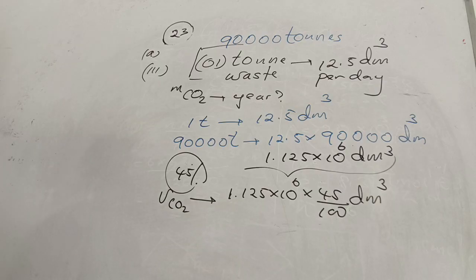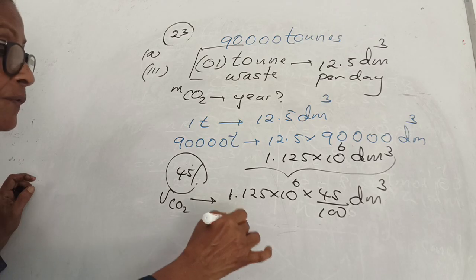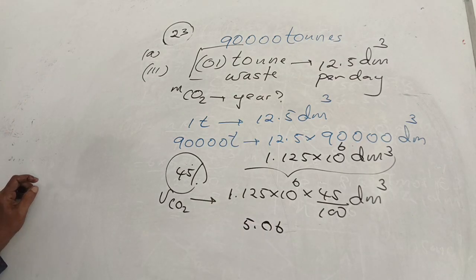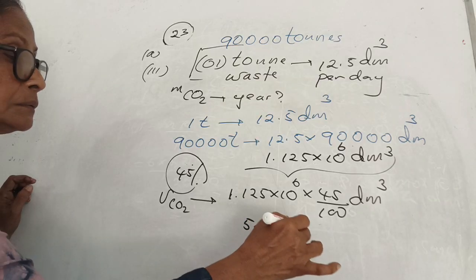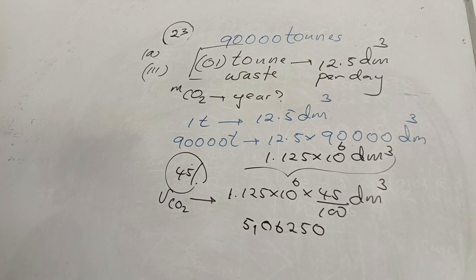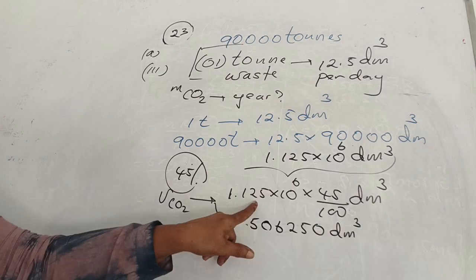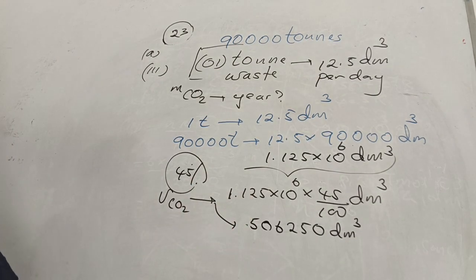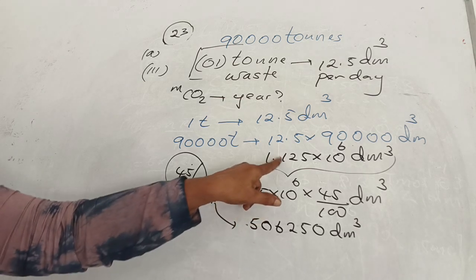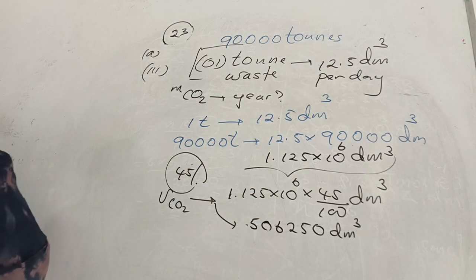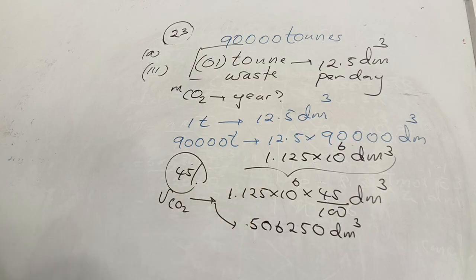On simplification, you get the answer 506,250. This digit should be handled carefully. This much decimeter cube of carbon dioxide is produced from this entire landfill site per day, which is 45% of the gas generated.